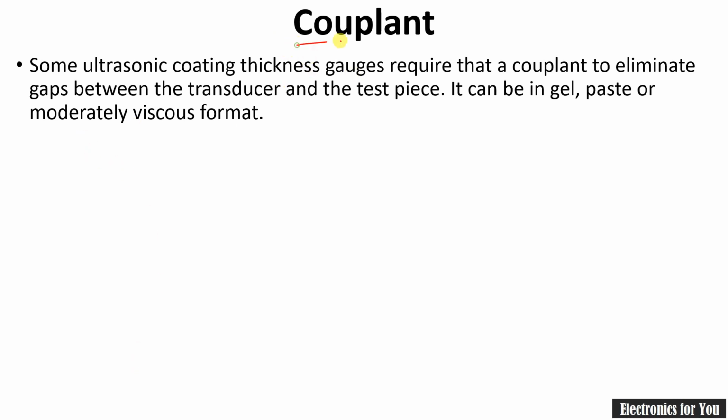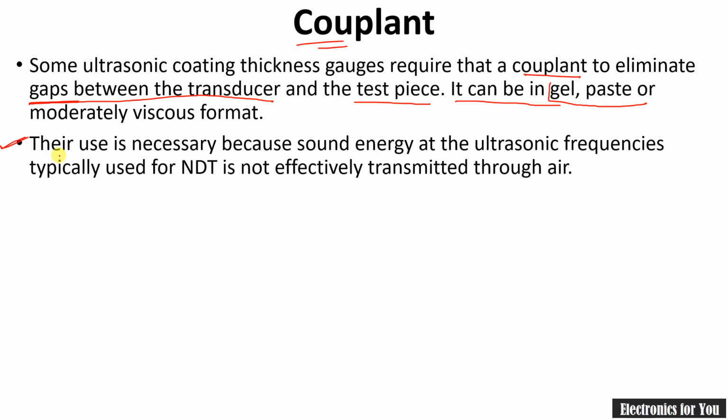Now let us talk about the couplant. Whenever we are using the probe, there may be a problem here. Some ultrasonic coating thickness gauges require the couplant to eliminate the gaps between the transducers and the test bed. So whatever the workpiece is, there should not be any gap between the transducer and test piece. Therefore, this gap can be filled by using gel, paste, or moderately viscous fluid.